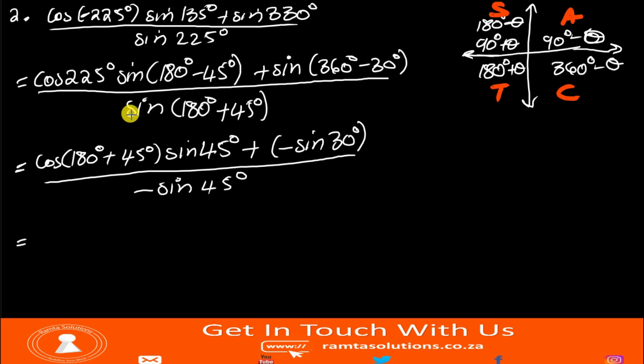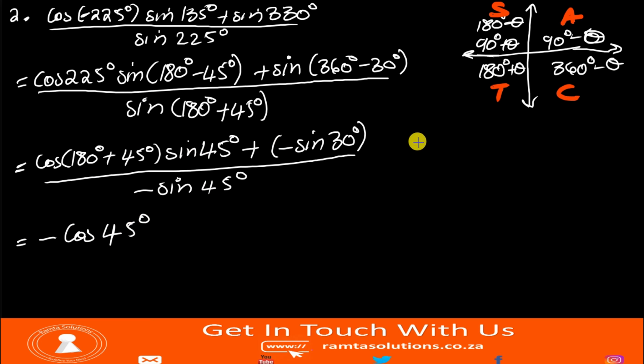Moving on, we have cos in the 180 plus. Where is it? It's this quadrant here. Only tangent is positive here. So we will have negative cos 45 degrees.